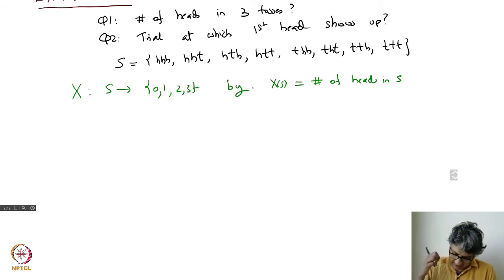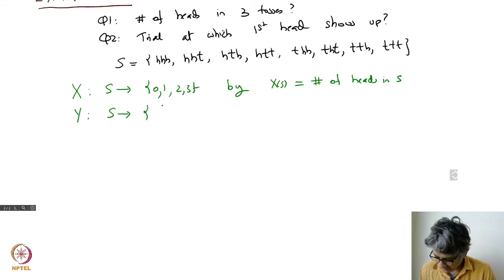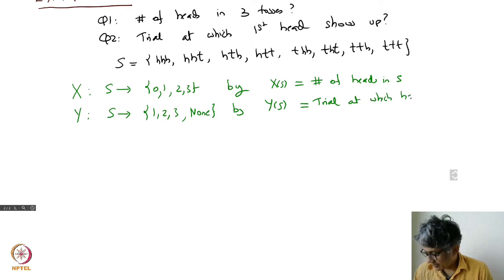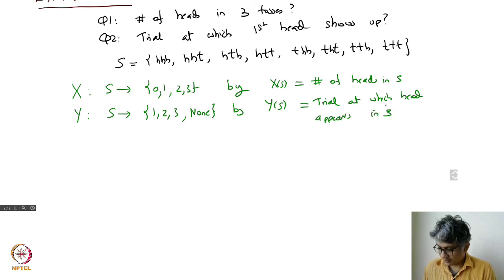So I define it like this. I define, let's say, y as the s from 0 to, let's say, 1 can occur the first trial. So y I want for the second question. So I say y is, let's say, 1, 2, 3, or I use the null notation called none, by y of s is the trial at which head appears in s. There are 2 functions that define.